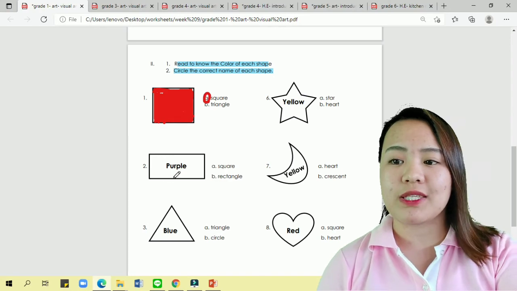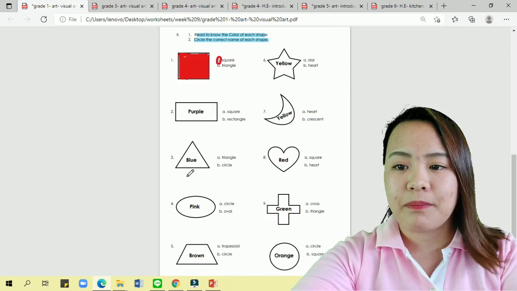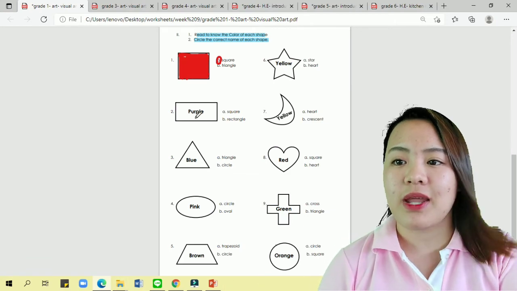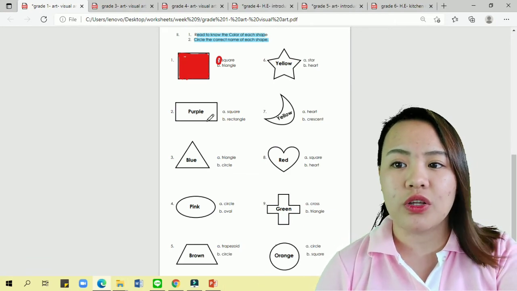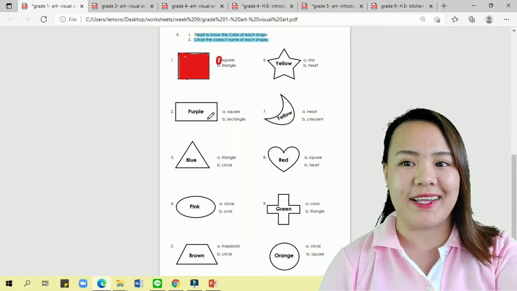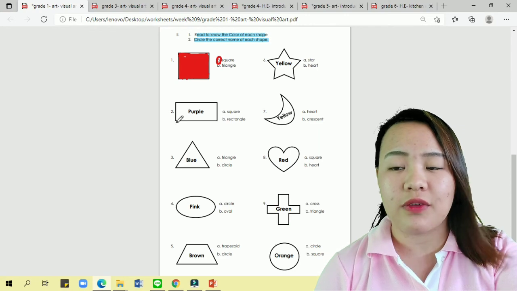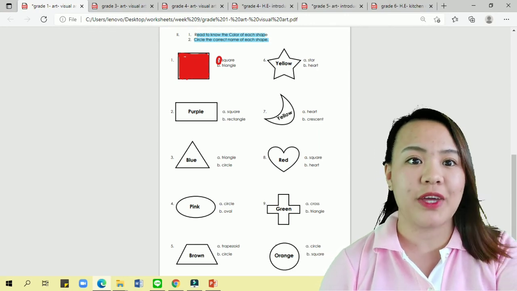Next, number 2 is purple. What color is that? Purple. So you're going to color this shape purple. You're going to choose between square or rectangle for what shape this is. Did you understand? I hope you're going to answer your worksheet correctly. See you again next time and have a good day. Goodbye!